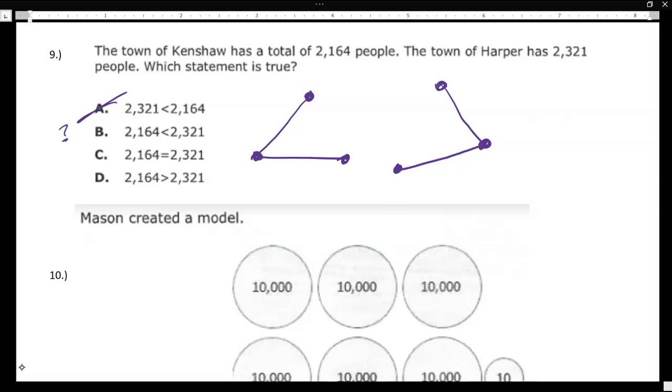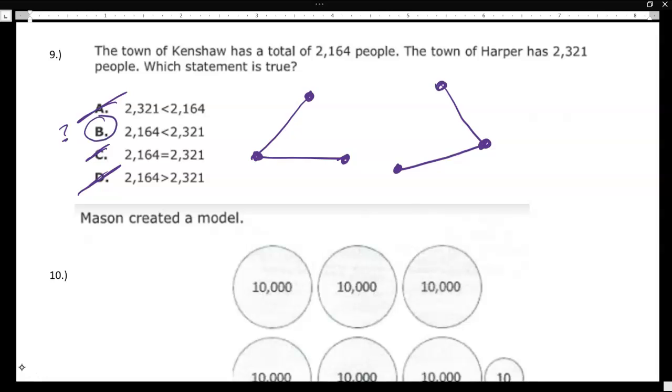Equal. No. Yeah, but they both have a 2 at the beginning. But we already did that one. That's the same number as B. Right. If you have the same numbers, then you go to the next place. If those are the same, you go to the next place. D. 2,164 is greater than 2,321. No. Same one as B, but it's flipped. Good. B is the answer.